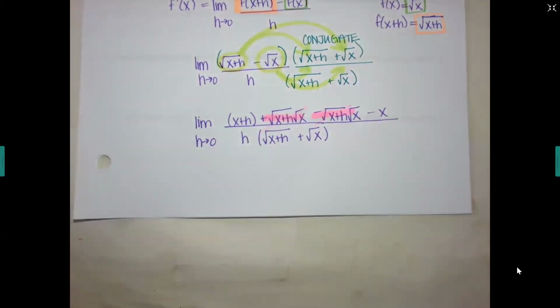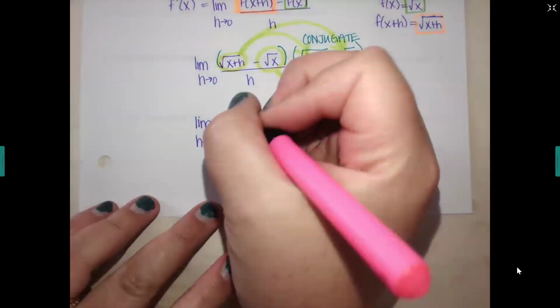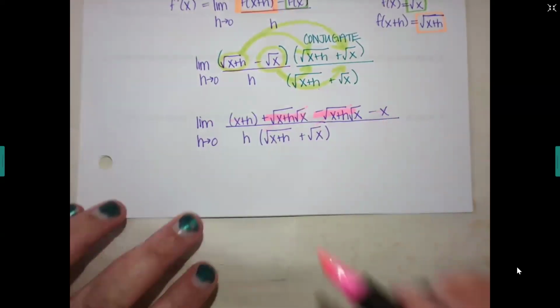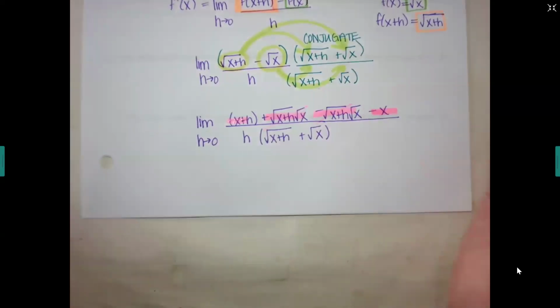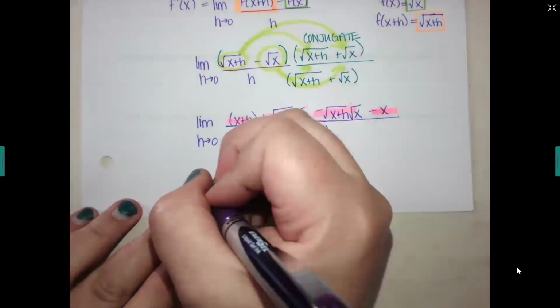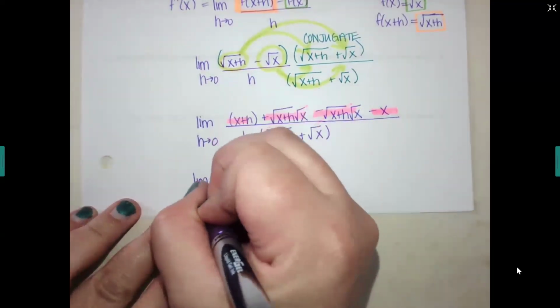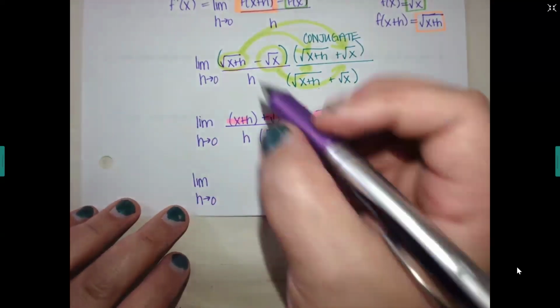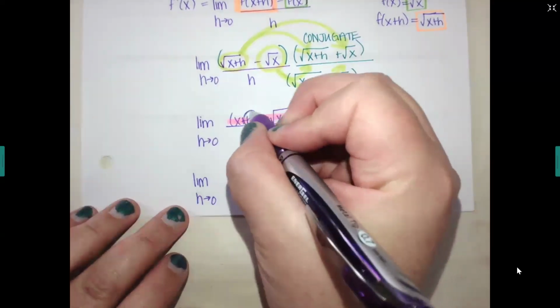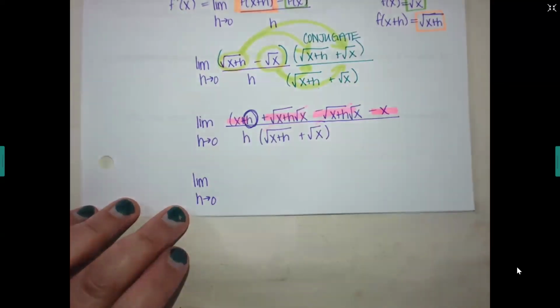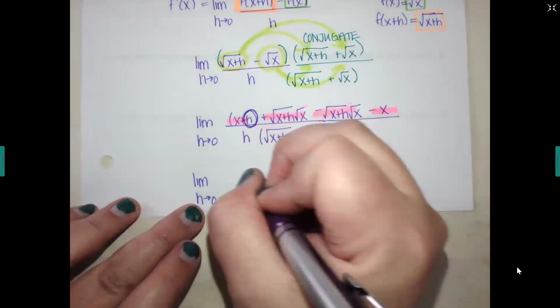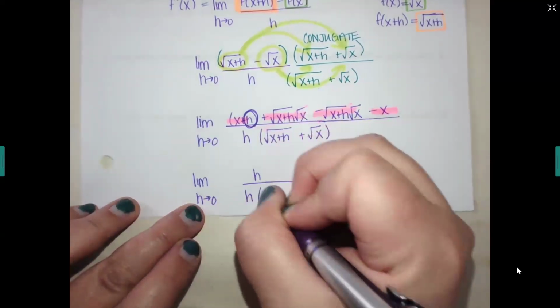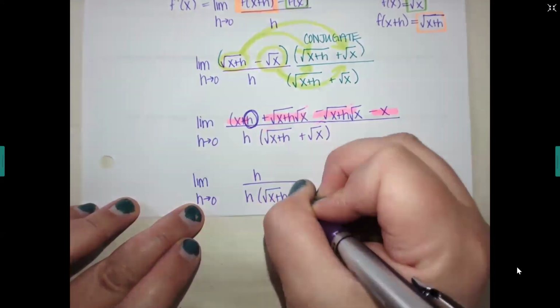So on top, that leaves me with an x plus h and a minus x. What else is going to cross out? The x's. So the only thing I'm left with on top is now a what? An h. Very good. So limit, h approaches 0. All that we're left with on top is this one little h. Everything else crossed out. So I have h over another h, root x plus h plus root x.